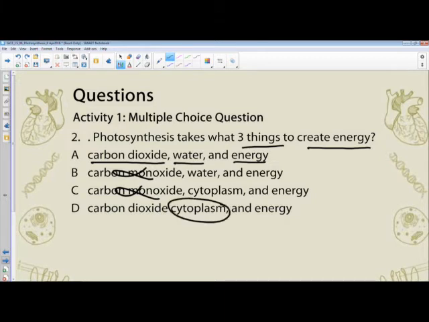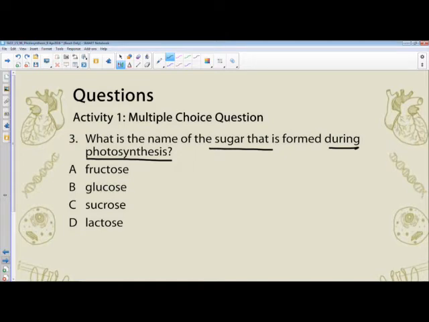Guys, we know that the cytoplasm is not where photosynthesis occurs. It occurs in the chloroplast, and if that option had said chloroplast, it could have created a bit of doubt for us. Hence we know that the first option is the correct option. We need water, we need CO2, and energy from the sun to produce carbohydrates. So if you got that right, well done.